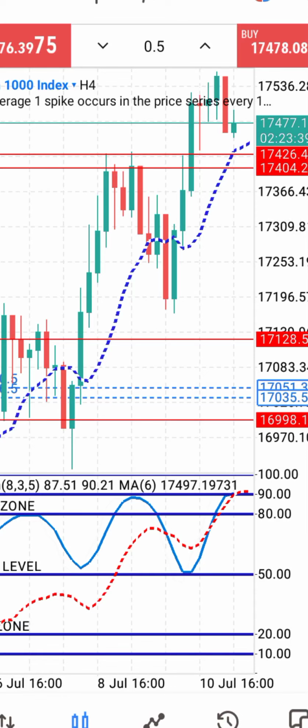So in today's video, I'm going to show you exactly this new and updated version of this awesome boom and crash MACD spike strategy, new update 2026. So let's dive in now.